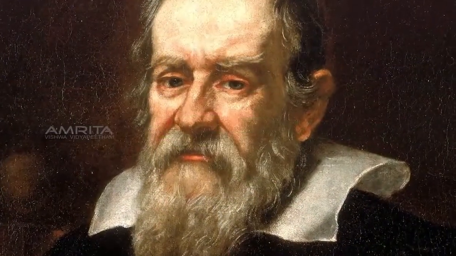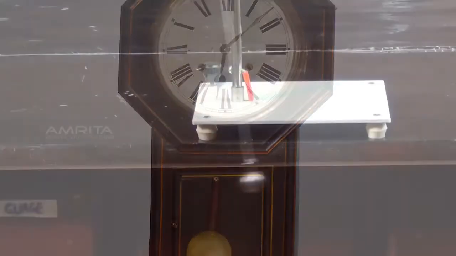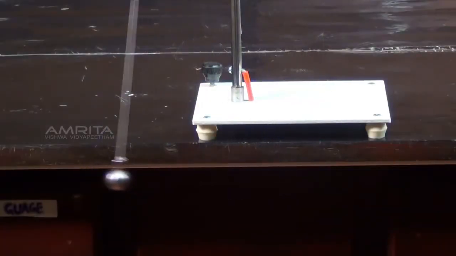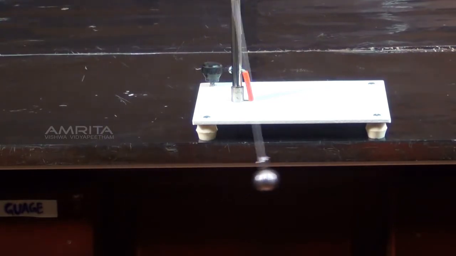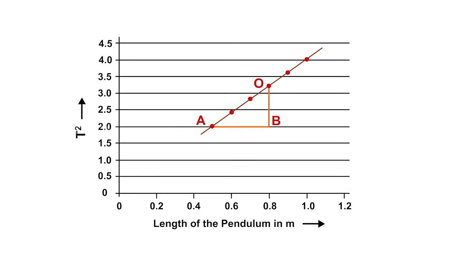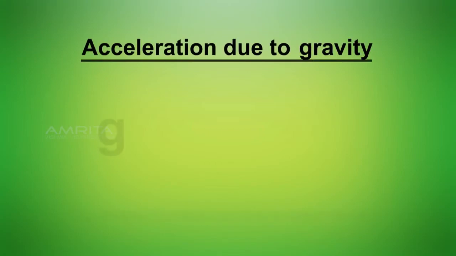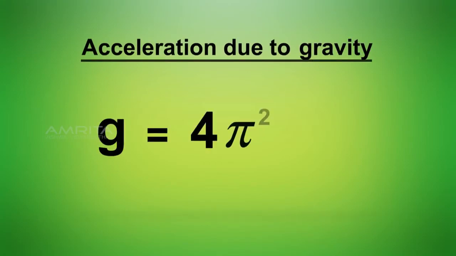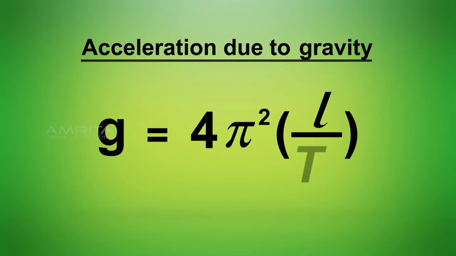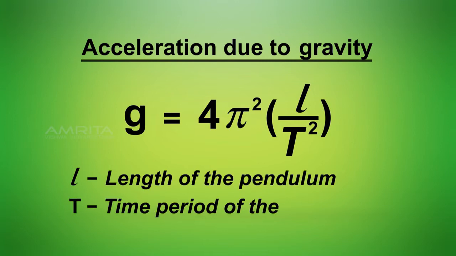Galileo discovered that the regular motion of pendulums can be used for timekeeping. Here, we can use this simple pendulum to find the acceleration due to gravity at a place by plotting the L-T square graph. Principle: the acceleration due to gravity at a place is given by g = 4π² L / T², where L is the length of the pendulum and T is the time period of the pendulum.